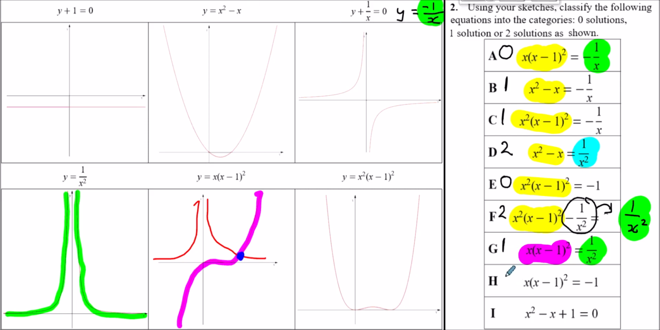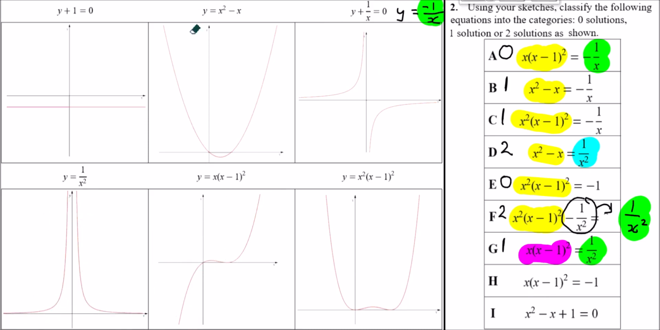We now look at h. So for h, we're going to consider where the cubic is equal to minus 1. So whereabouts is this line, this curve, going to be equal to minus 1? How many times does it cross here? It crosses just once, clearly, around here. So 1 point of intersection, one solution.